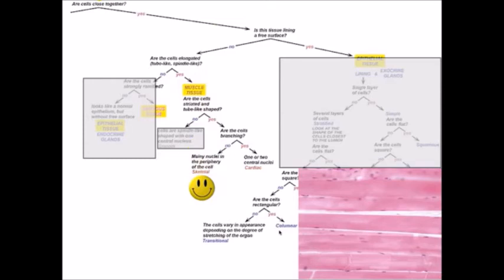This is skeletal muscle tissue. Extremely easy to spot once you know what you're looking for. These muscle fibers are multinucleated. These are all the little nuclei. The cells are extremely long and thin.